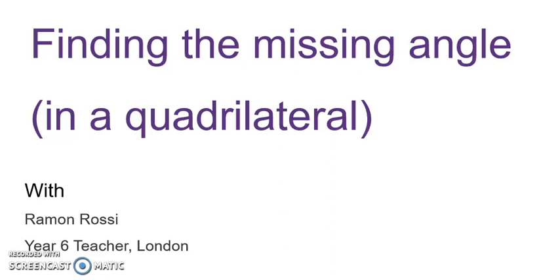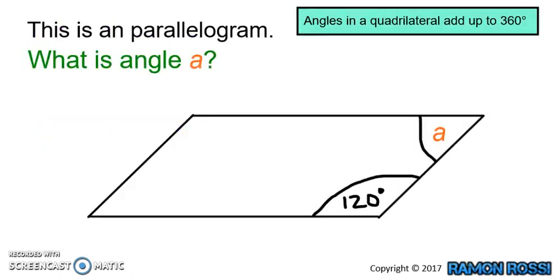Finding the missing angle in a quadrilateral. You're with Mr Rossi and we're answering this question. This is a parallelogram. What is angle A?